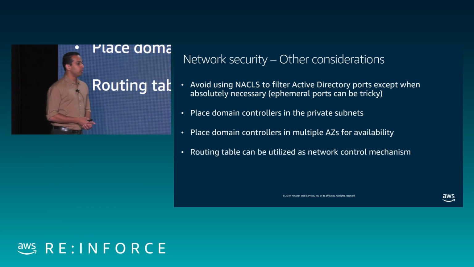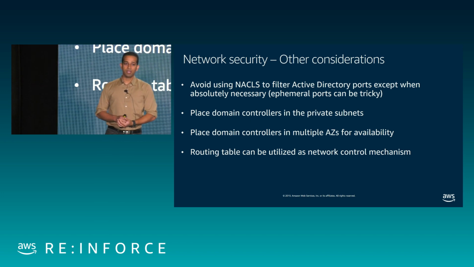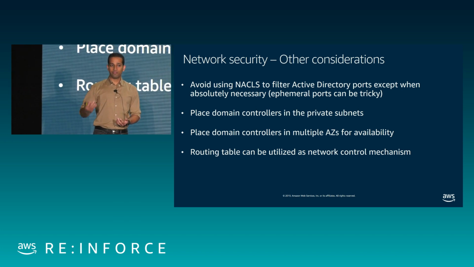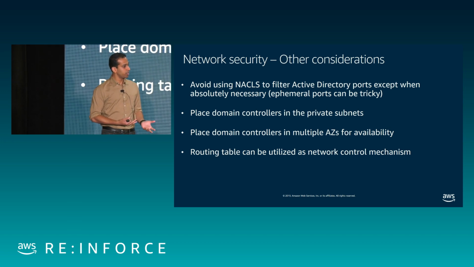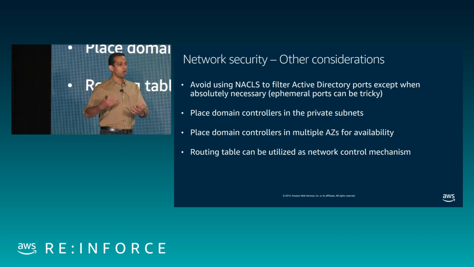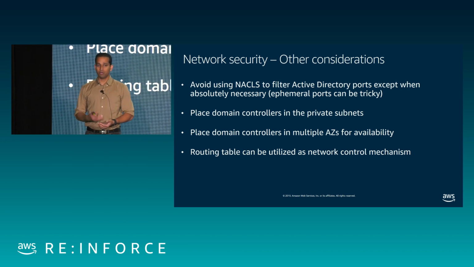Routing table, right? Nobody thinks of the routing table as a security mechanism, but it really is. The routing table allows you to configure what networks can talk to the VPC that hosts the Active Directory domain controllers. So for example, if you have a Direct Connect or VPN back to your on-premises, and you may have a lot of 10-dot subnets in your data centers.